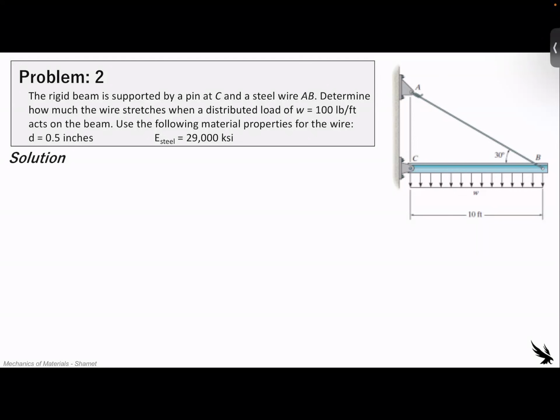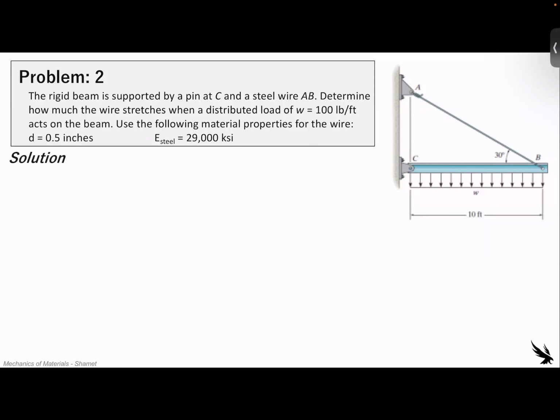But now we're asked to determine it with some stress characteristics. So the rigid beam being shown there, the blurry one over there on the right, it's at a pin at C and a steel wire AB connecting it. Determine how much this wire AB stretches when the distributed load of 100 pounds per foot is acting on the beam shown in the direction. Use the following material properties for the wire. We have a diameter of 0.5 inches, assuming it's a whole diameter. And the Young's modulus, or the elastic modulus of steel, is 29,000 KSI.